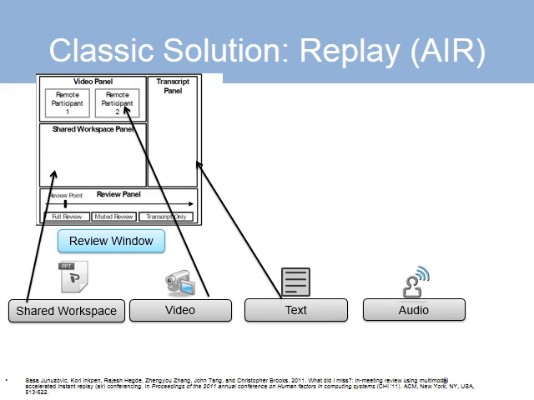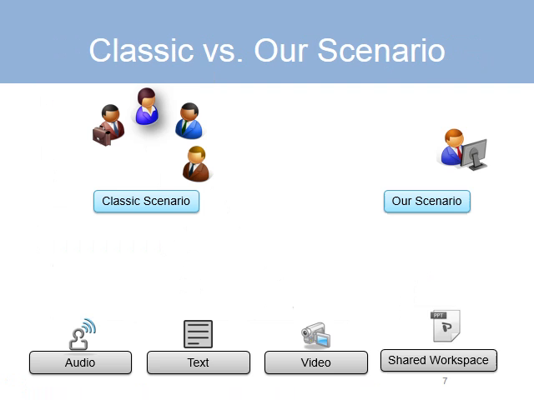It's a classic solution, and the state-of-the-art work in this area is to basically replay the activities that occurred before. So it seems that we can use the solution in our problem too, except that there are a few differences. In the classic scenario, we are assuming that the meeting started with at least two people, and somebody then joined later. In our scenario, the meeting, quote unquote meeting, that somebody's joining involved only one person, and somebody's joining at that stage.